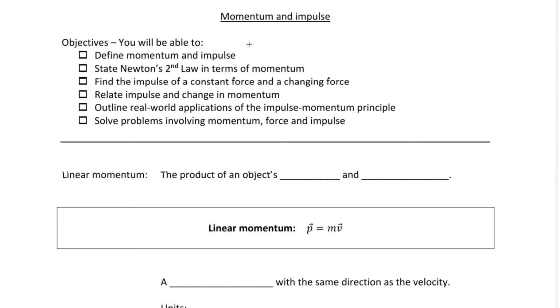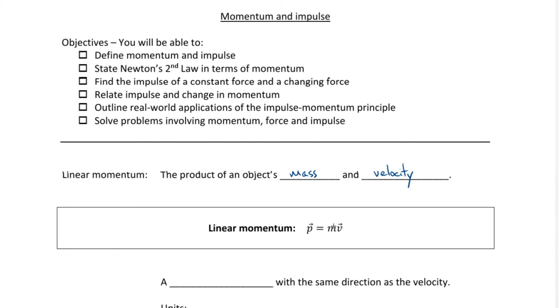This lesson's on momentum and impulse. Here are your objectives. So we're actually specifically talking about linear momentum here. And linear momentum is the product of an object's mass and its velocity. And so it's given by this formula. Linear momentum, which we give the symbol p with a vector arrow over top, is equal to mass times velocity.